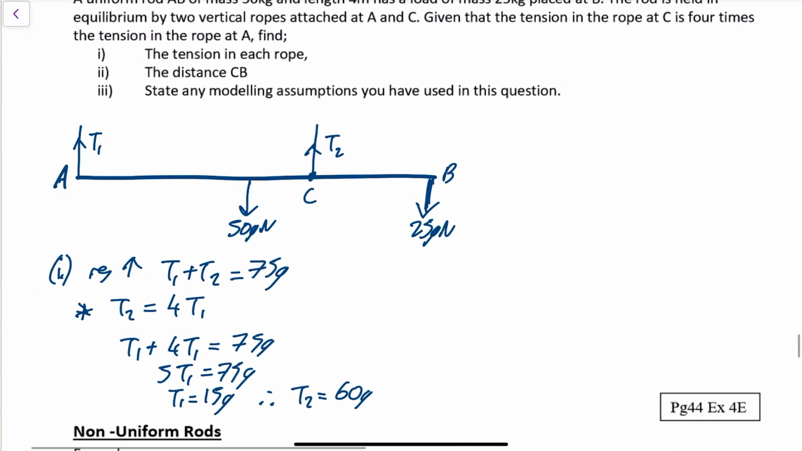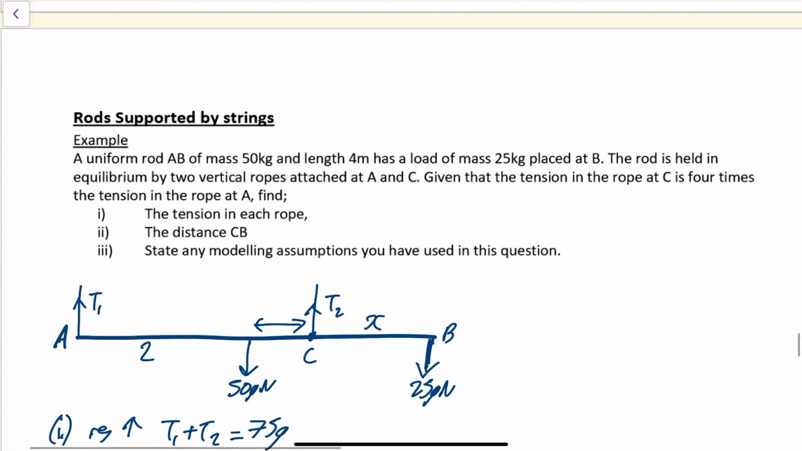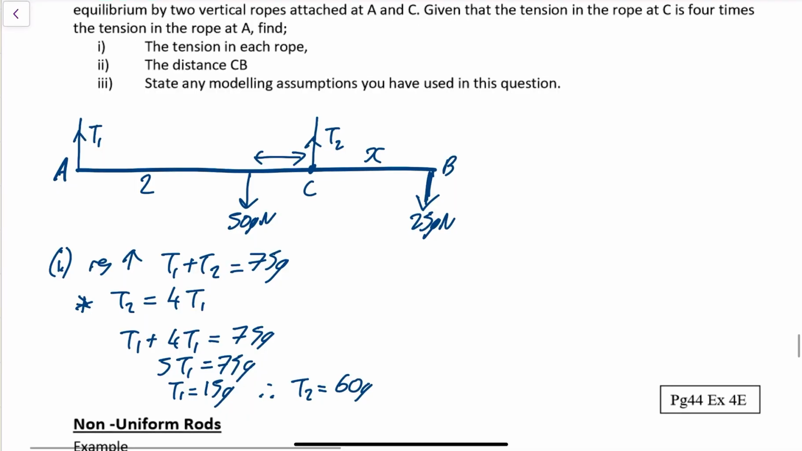So we'll call it X. It's what we're looking for. We're looking for this wee distance. This distance from here to here is 2. And this distance then from here to here, the whole thing was 4, so that's going to be 2 minus X. To do this, I would just take moments about C. We want to find our distance. It's hard to know which way to do it.